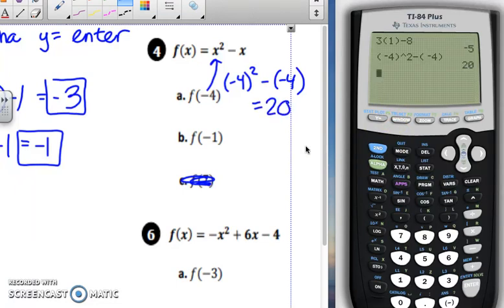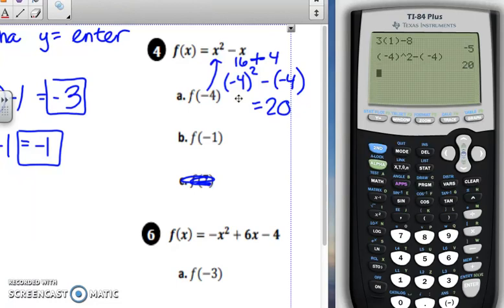Okay, so remember, anything squared is the same as multiplying by itself. So what's happening is they're doing -4 times -4 to get you a 16 right here. And then you're subtracting a -4, which is really adding 4, and that's how they got 20.